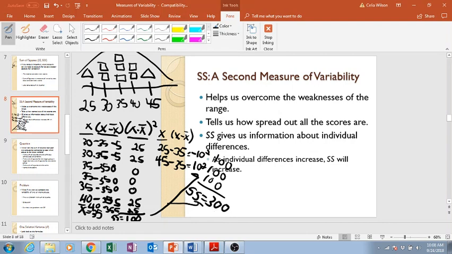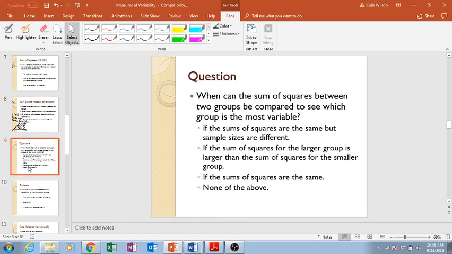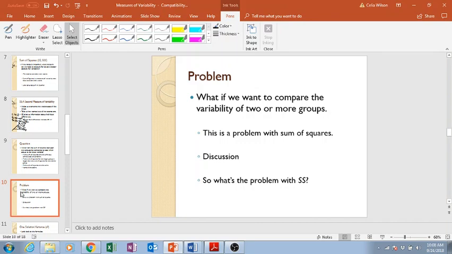So we're going to skip over this little question in the next slide and go right on to our problem. So the problem is, what if we want to compare variability of two or more groups? All right. That is a problem with sum of squares. So let's look at an example of what I mean by that. Let me click back on my pen. Okay, so let's look at that example.